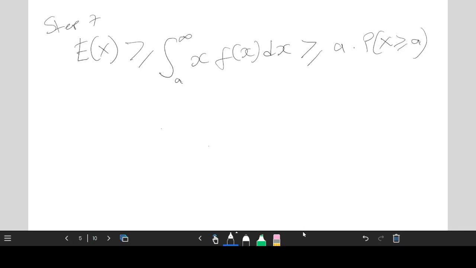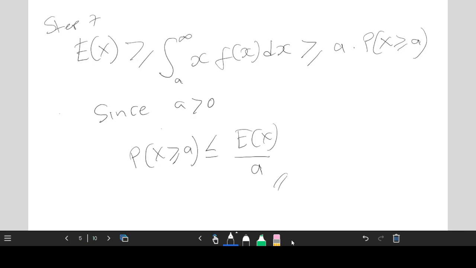So let's simplify it. We will end up with, since a is really positive, the probability of x greater than or equal to a being less than or equal to the expectation of x over a. As required, and this completes the proof.